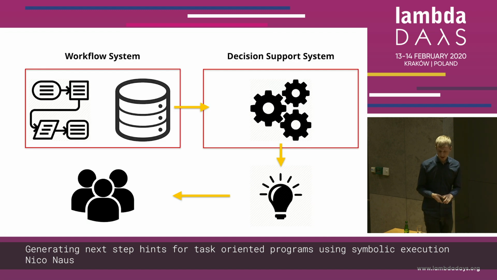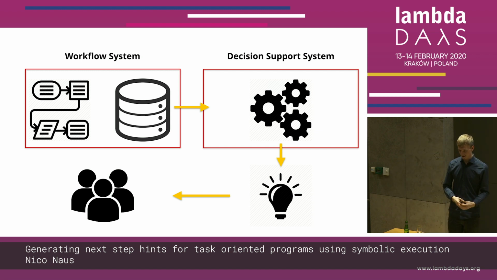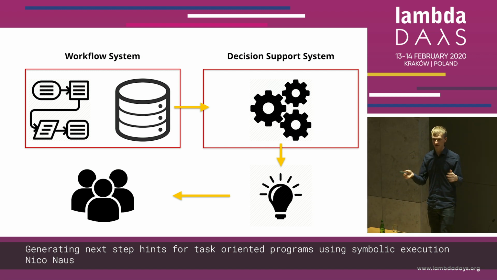All right, so now we have actually our decision support system that does not need any kind of model. It just takes the complete workflow system and uses that to calculate hints for the end user. Great. But we need to do one last thing. We need to prove that these hints actually make sense, that these hints are correct. And what does it mean for a hint to be correct?